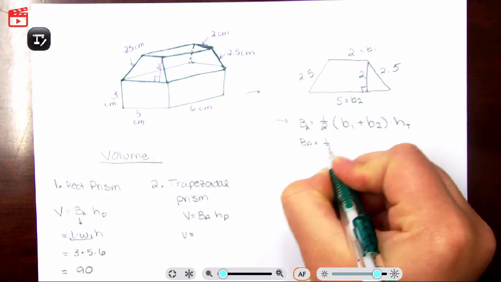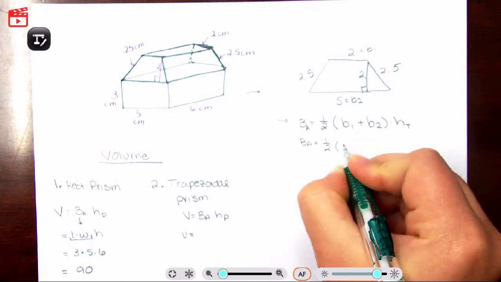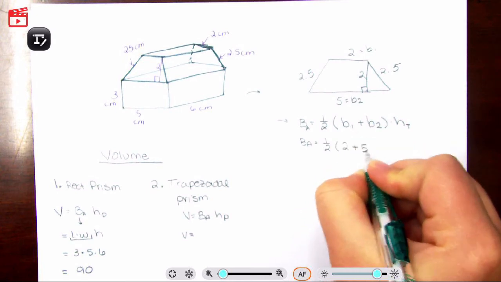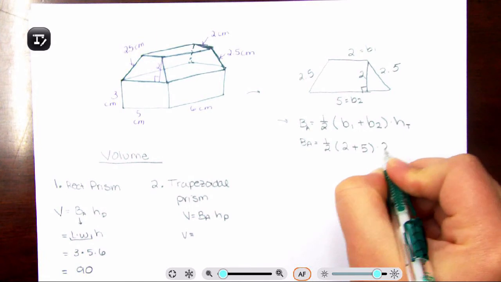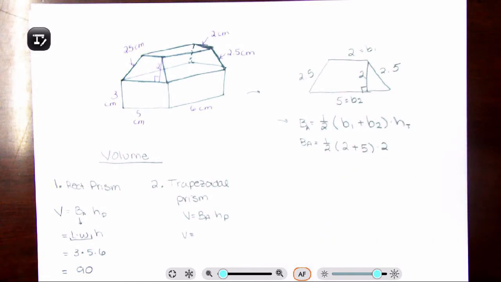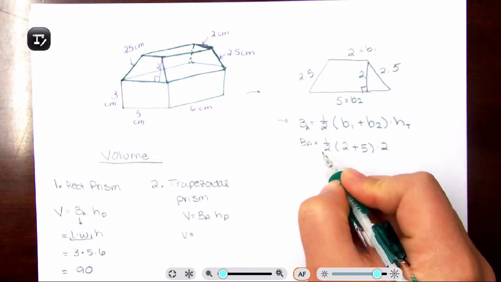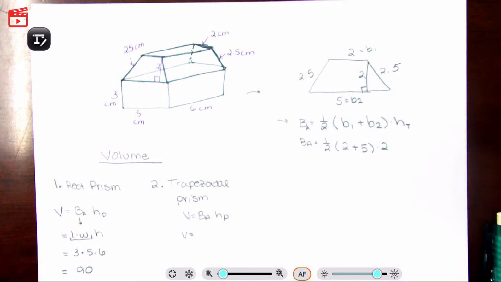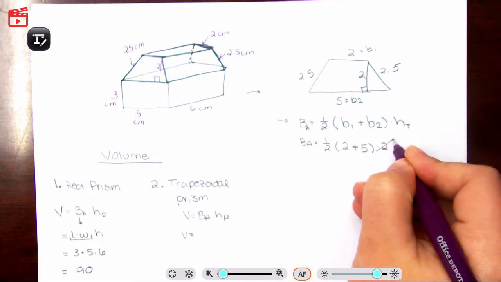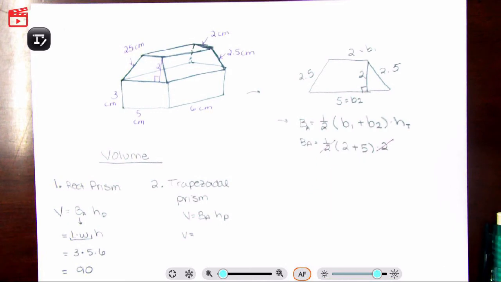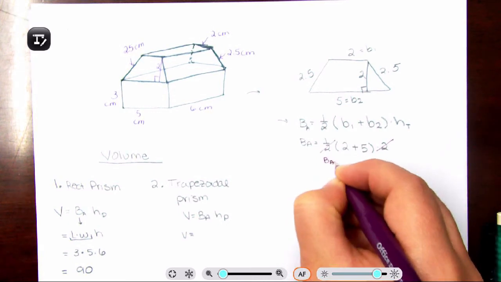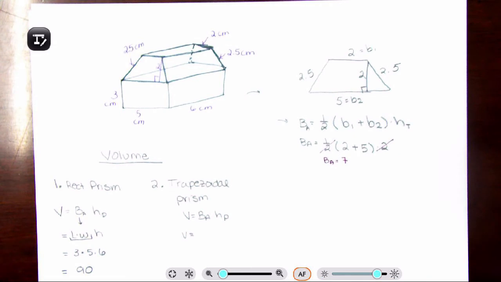So we have 1/2 times base 1, which is 2, plus base 2, which is 5, times the height, which is 2. And I'm doing a happy dance because they gave me all the information and I don't actually have to work too hard to find it. So 5 plus 2, that is 7. 7 times 2 is 14, divided by 2 is still 7. Now you didn't have to do that. All you had to do is realize that you have a divided by 2 and a times 2, and 5 plus 2 is 7. So base area is 7. All right, let's go ahead and plug this in.